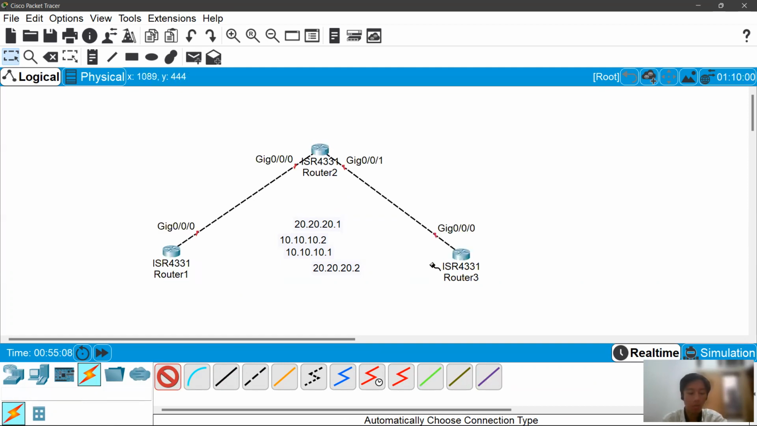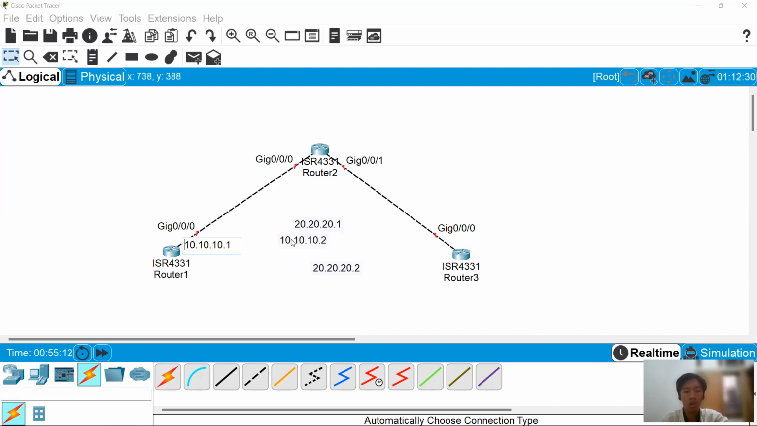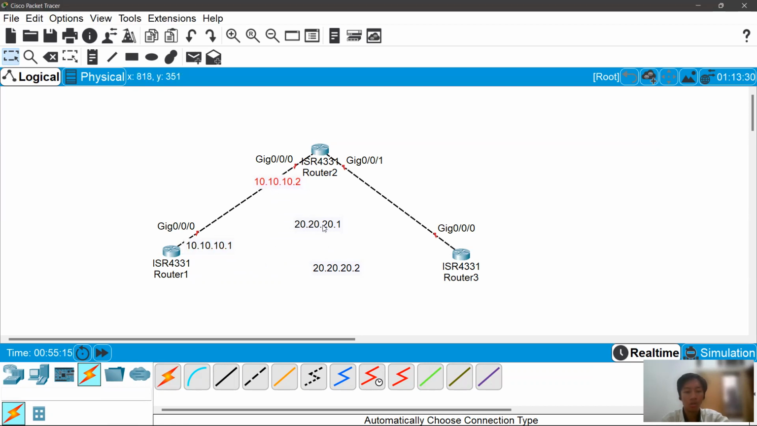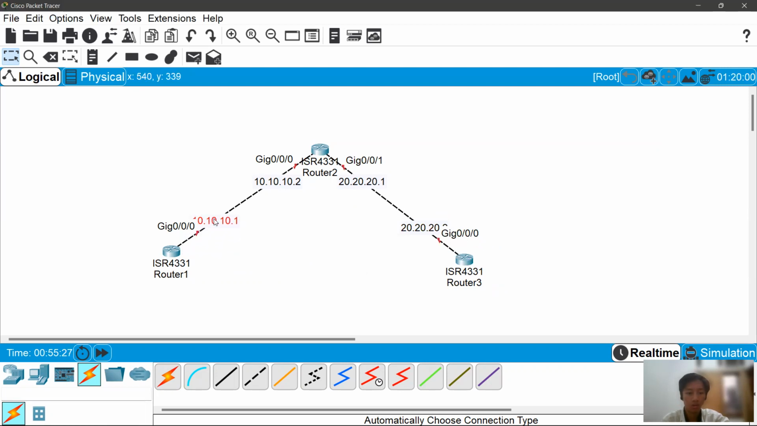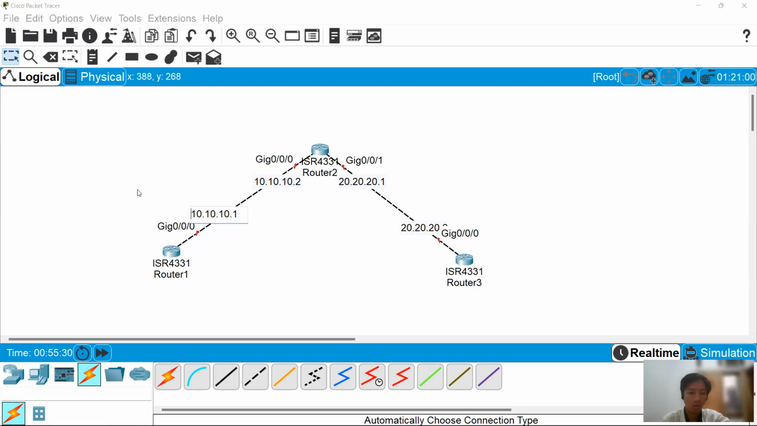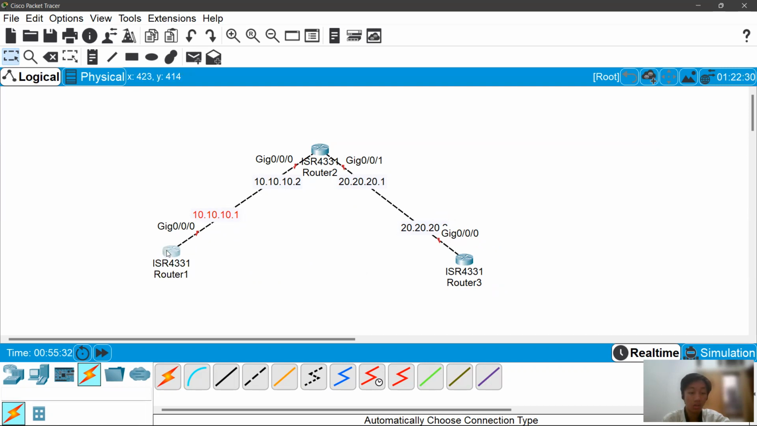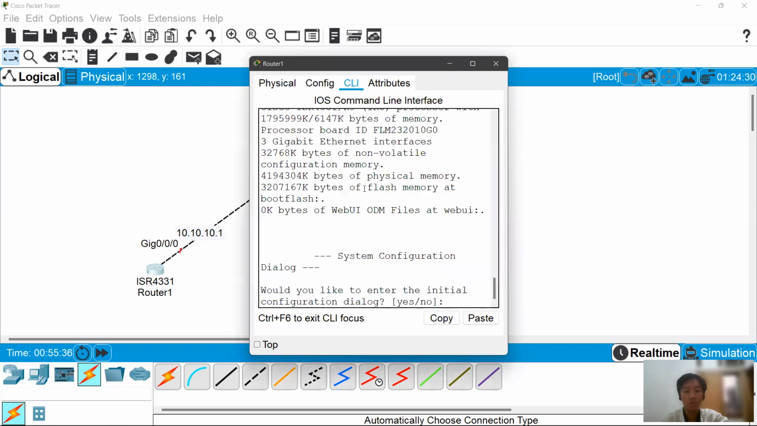Okay, first remember that router interfaces will not automatically turn on. We must turn them on manually. If you want to turn on, you must do no shutdown. Okay, done. First, we put the IP address.